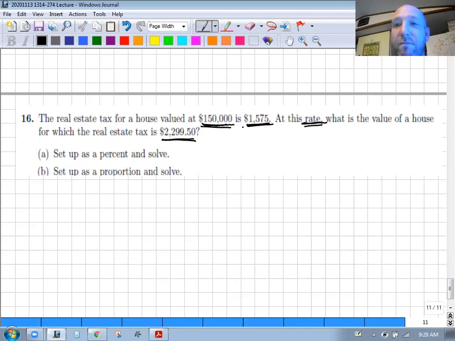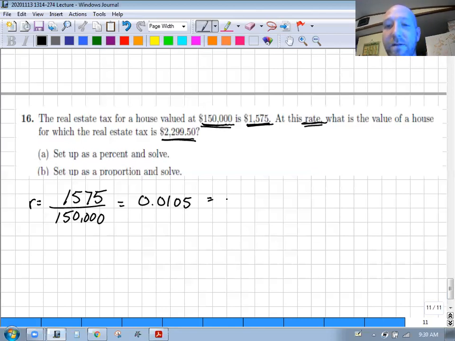So let's see, it's $1,575 out of 150,000, right? That's going to be our rate. So 1575 divided by 150,000, which is 0.0105. That's 1.05%. Okay.